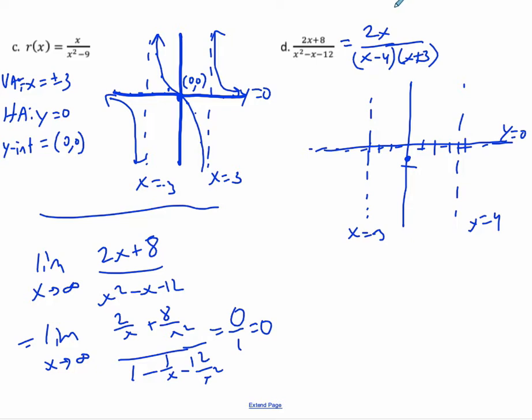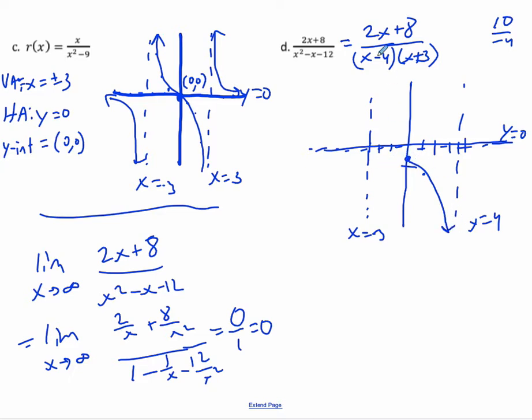What happens when we plug in a number like 1? Well, let's use this version. Plug in a number like 1, you're going to get 10 over a negative number. You're going to get negative 4. So you're going to have negative 2.5. So you're going to have something like that. So these numbers are going to approach the asymptote down here.